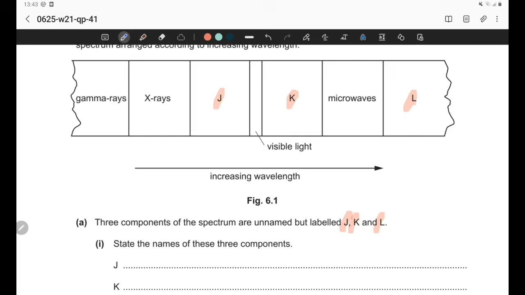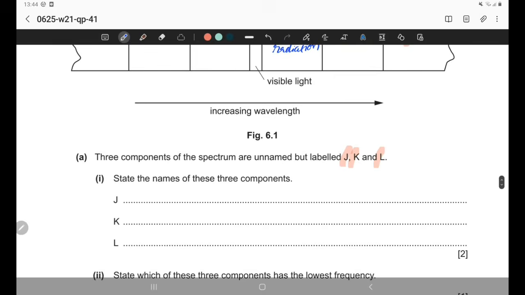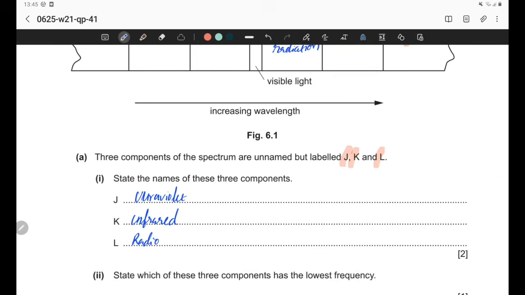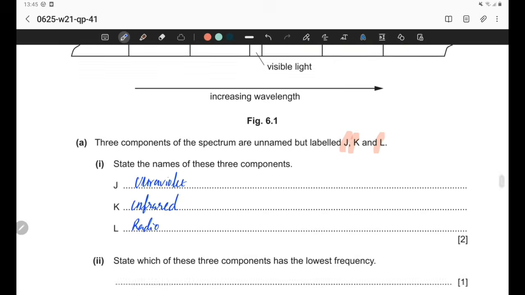In order to answer this question, you need to memorize the electromagnetic waves' order according to their wavelength. After X-rays, it's ultraviolet rays, and after visible light, it's infrared radiation, and after microwave, the electromagnetic radiation which has the highest wavelength is radio waves. So we can fill in J, K, L as ultraviolet, infrared and radio.